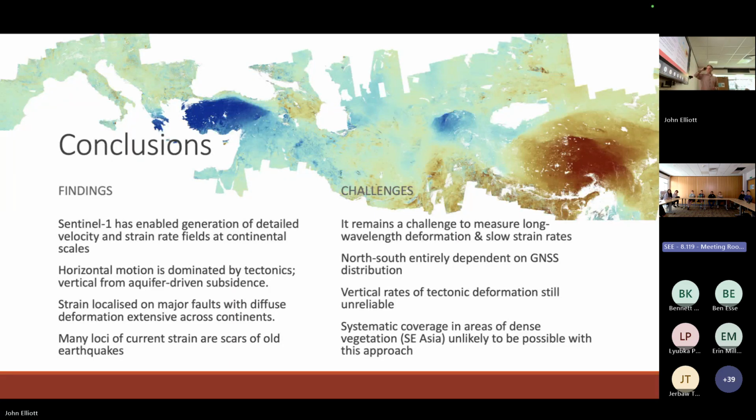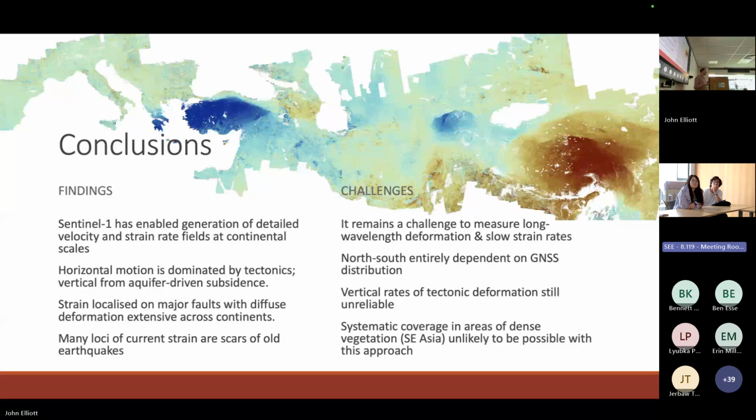And then systematic coverage in areas of dense vegetation. As we move southeast, you can see the eastern syntaxis here is completely absent. That's going to be impossible with this kind of approach. We did distributed gas scatterers, SBAS approach, not persistent scatterers. It's not going to be possible in these areas of vegetation really to do much with it.